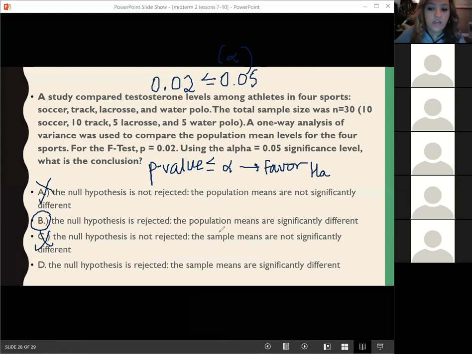And then remember, our conclusions are always made about our population means, or our population. We use a bunch of samples to eventually make a conclusion about our population. That's why it wouldn't be D, because we're not talking about the sample. Our conclusion about the null is not about the sample.